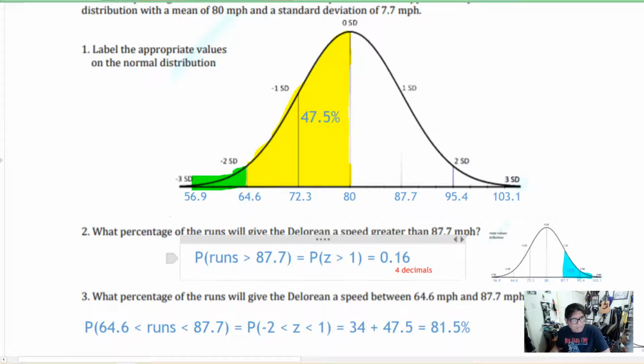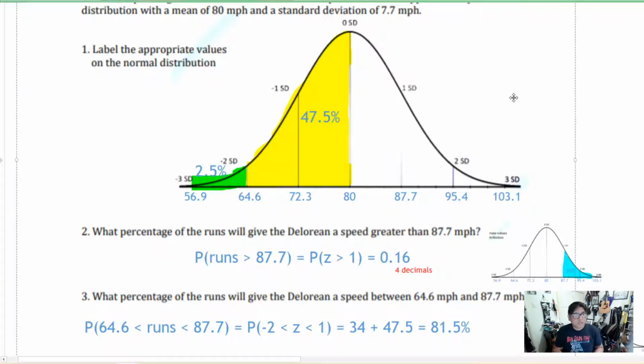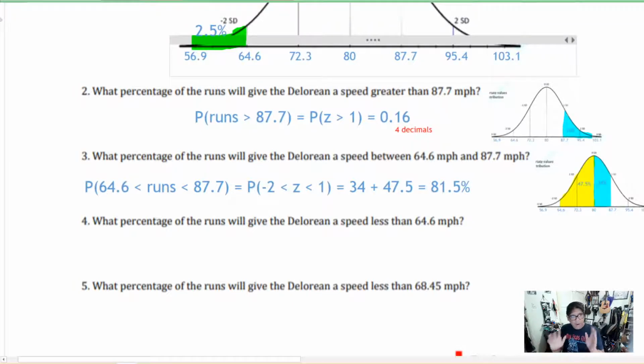Now looking on the left half of this normal curve, I notice that I have 2 areas that should add up to 50%. So that remaining green section there is just 2.5%, because 2.5 plus the 47.5 need to add up to 50%, because that's everything below the mean. Now let's take away that 47.5, and that gives me all the area I need, 2.5%. So we're going to come back down here and we're going to practice writing again. What percentage of runs will give the DeLorean a speed less than 64.6?